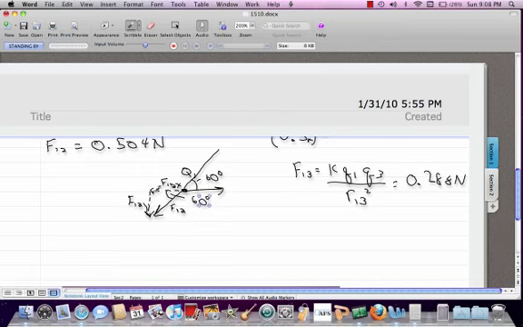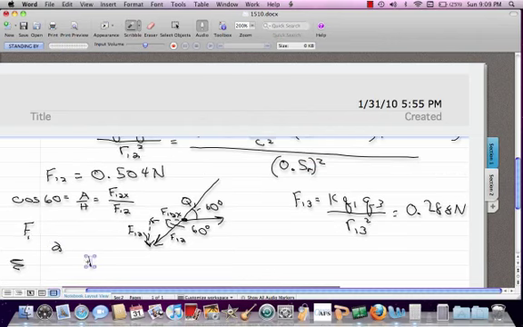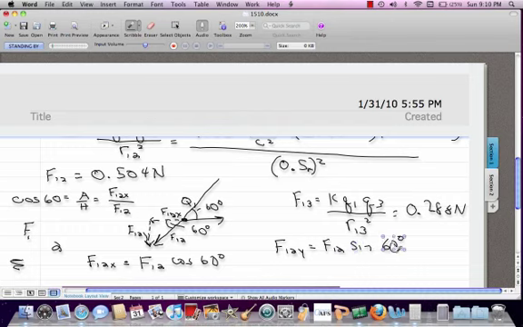My F12x, the x component of F12, is adjacent. Remember, cosine of 60 is equal to adjacent over hypotenuse, which is F12x over F12. If I multiply both sides by F12, I find that F12x is equal to F12 times cosine of 60. In the same way, F12y is also a component, and this one is opposite, and opposite is sine. So F12y is equal to F12 times sine of 60 degrees. My F12x is in the negative x direction and my F12y is in the negative y direction.